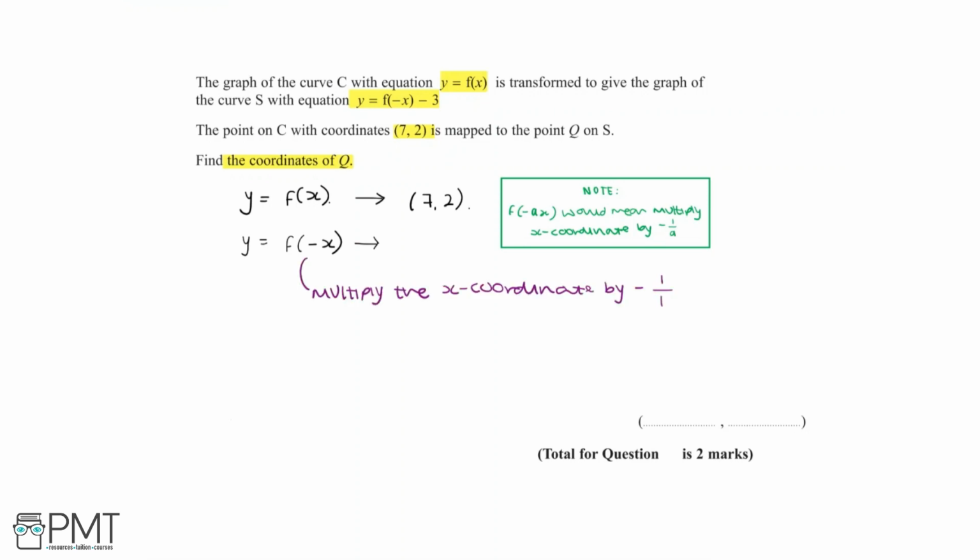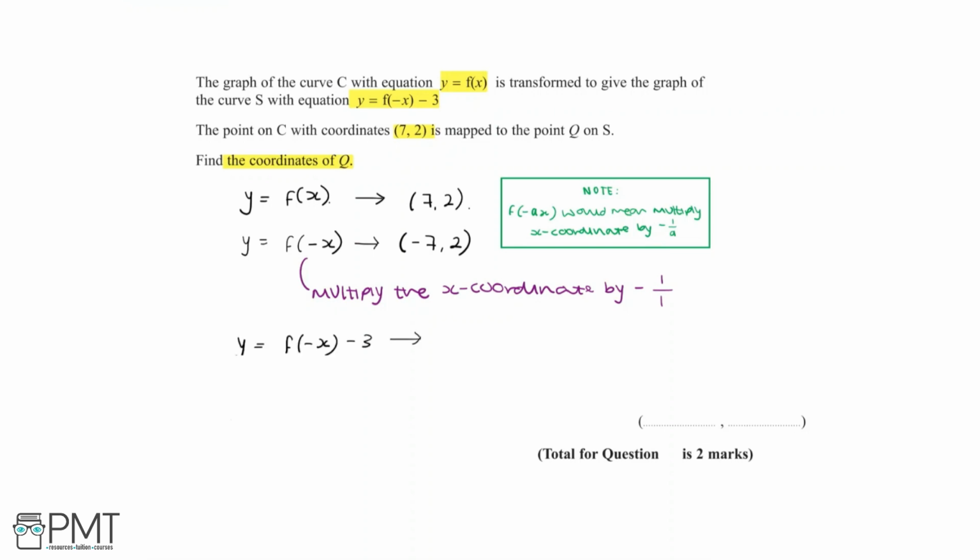And so using the rule that we highlighted in green, we can say that the graph of y equals f of minus x would mean that we have to multiply the x coordinates by minus 1 over 1. We have an x coordinate of 7, and so multiplying 7 by minus 1, we end up with minus 7. And so when we have the transformation y equals f of minus x, we end up with the coordinates minus 7, 2. But now we haven't quite finished this transformation, because we have the minus 3.